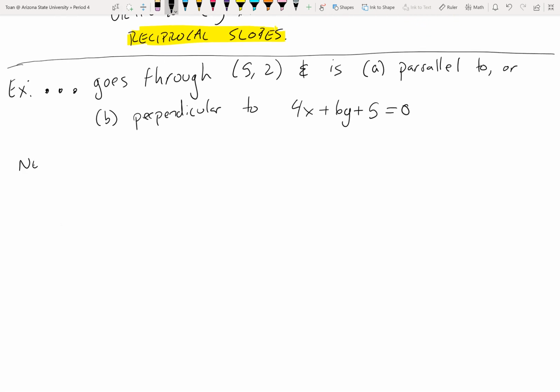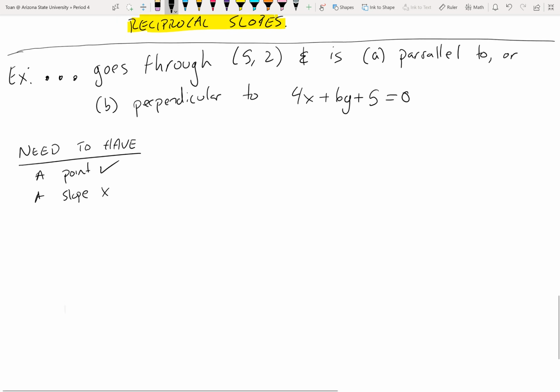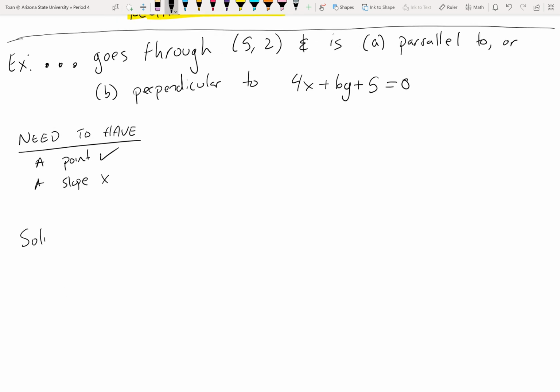So again, for any writing an equation problem, you need to have two things: a point and a slope. In this problem, they gave us the point, 5, 2. I'm happy. In this problem, gosh darn it, they did not give me my slope, which means I need to do extra work to find it. The only thing they gave me was this equation here and the idea of parallel and perpendicular. So let's just go ahead and run through the solution. We'll do the solution of A first.